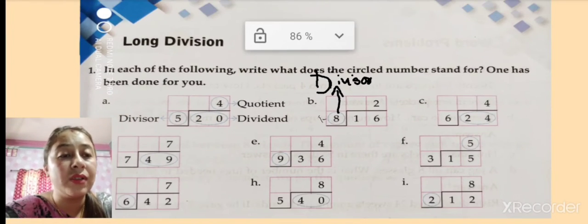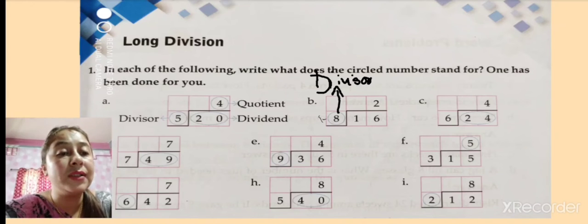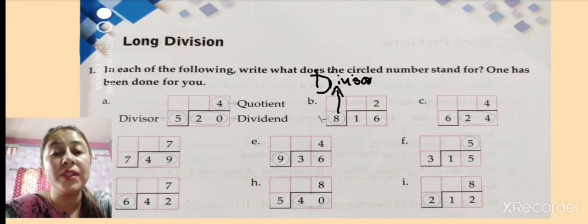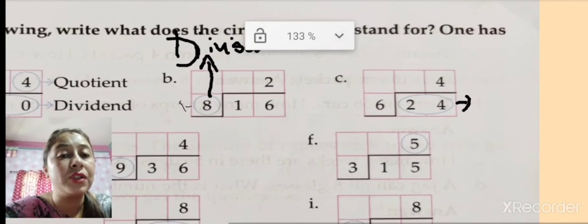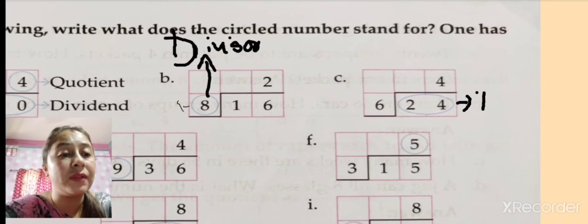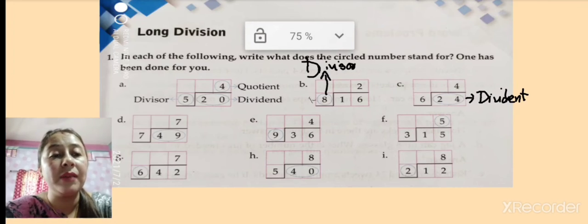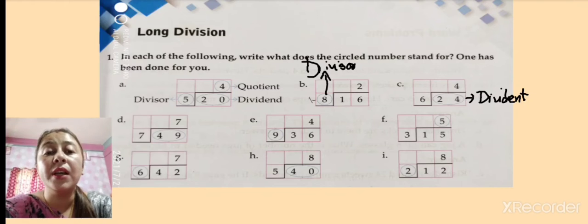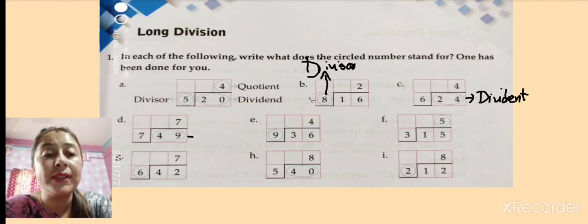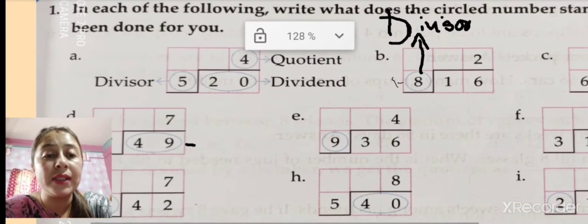Now next, children, here 24 has been circled. So 24 is the greatest number, which has been divided by 6. What is 24? It is dividend. So you will write here dividend, D-I-V-I-D-E-N-T. Now next, number D: 49 is circled, which is the greatest number, and it should be divided by 7. So 49 is also a dividend. So we will write dividend here.